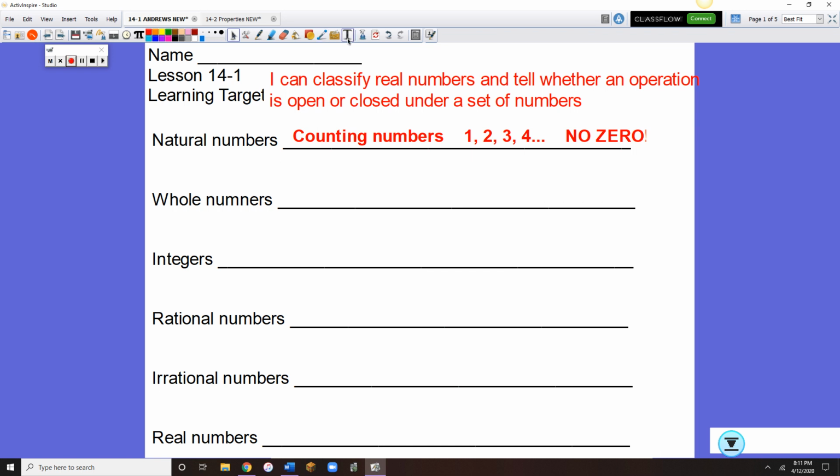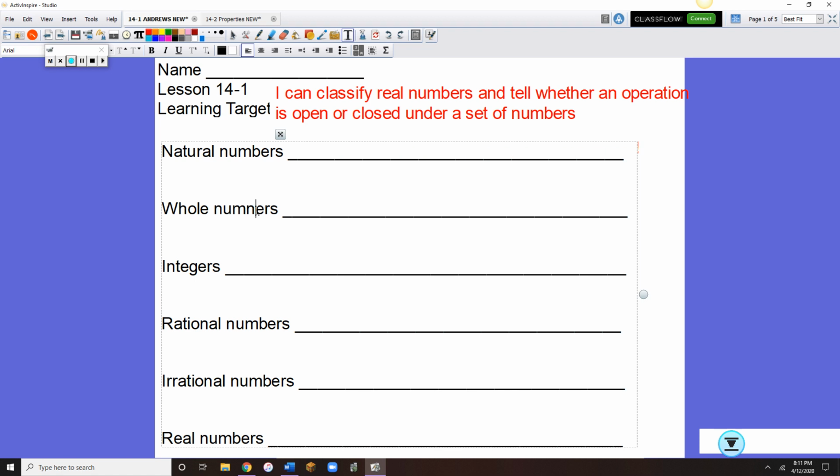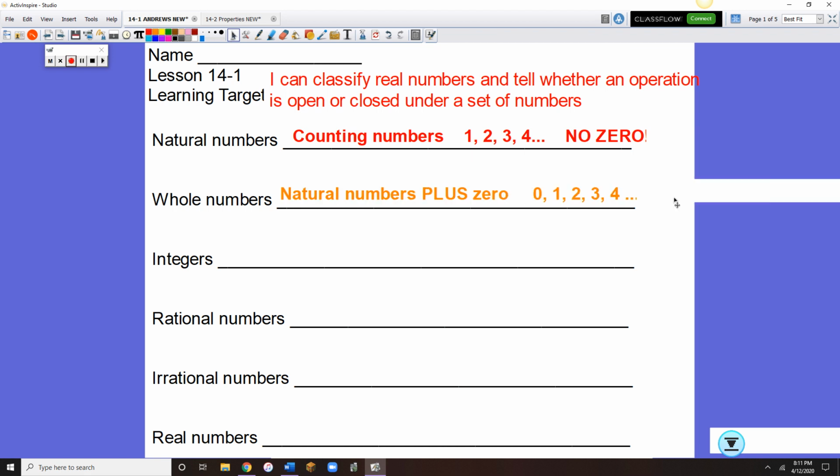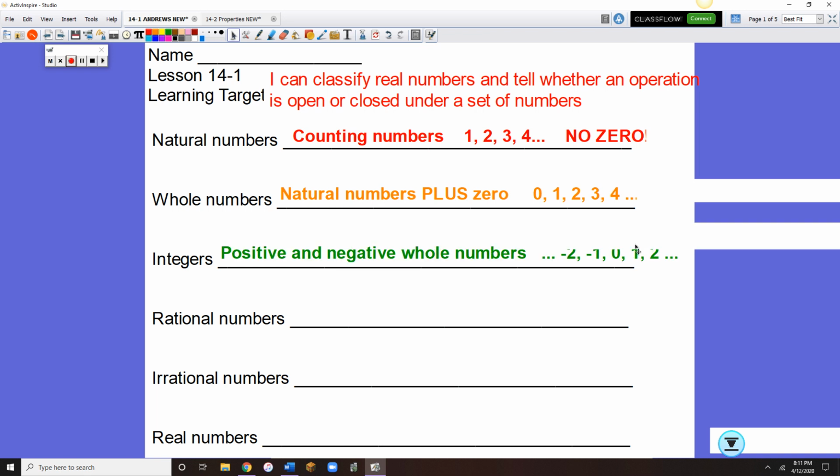Whole numbers, I've got a typo here that I'm going to fix. Whole numbers would be your natural numbers plus 0. So basically the only difference between natural numbers and whole numbers is we're including 0 this time. Integers would be your positive and negative whole numbers. So now we're adding a layer to this. The layer is now we have 0, we have 1, 2, 3, 4, 5. We're also adding -1, -2, and so on.